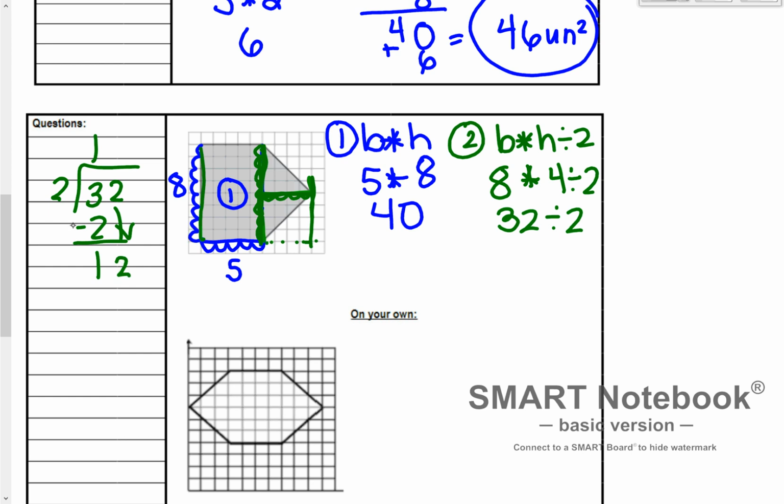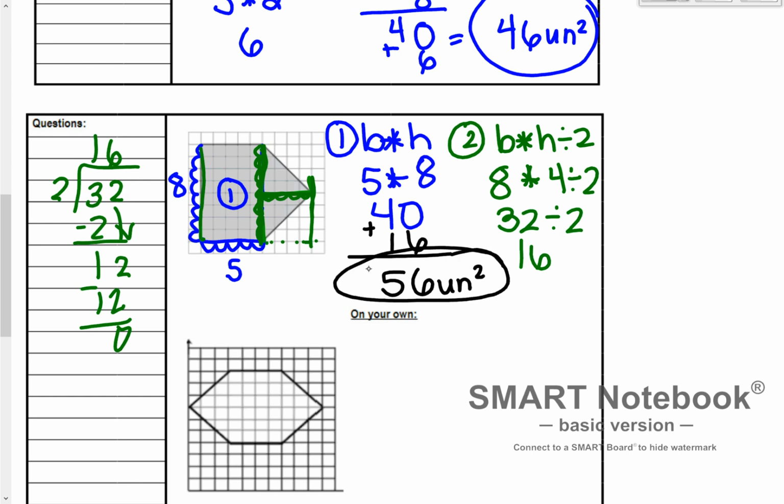2 can go into 12 6 times. It would be 16. Last step, I just have to add those two together. So 40 plus 16 would give me 56 units squared. You always want to circle your final answer. That way I know out of all this work what your final answer is.